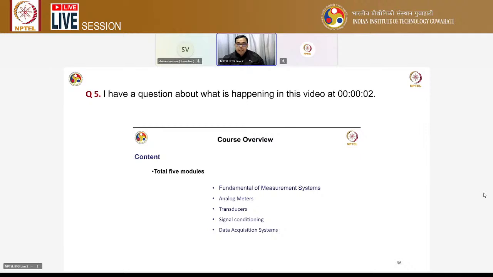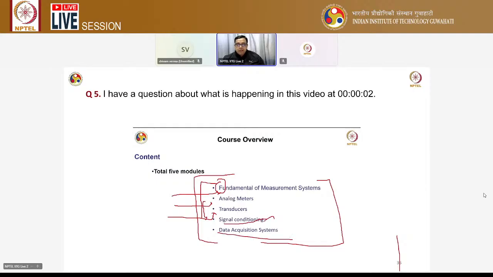If you still have doubts about the different modules, I would again repeat that this course is built up of 5 different modules. First is the fundamentals of measurement system. Then we have analog meters. Then we have transducers. Whatever knowledge we gain in the first module can be applied across analog meters and transducers, particularly the static and dynamic characteristics. Then the 4th and 5th modules mostly deal with signal conditioning and data acquisition systems.